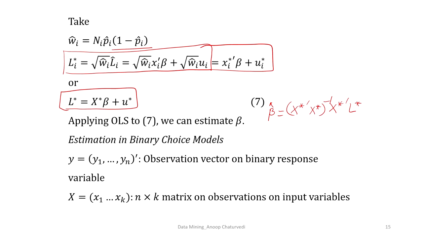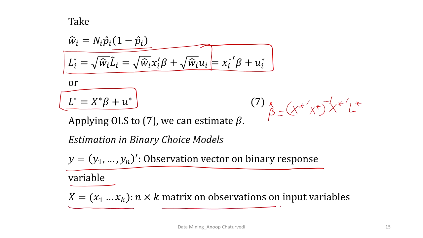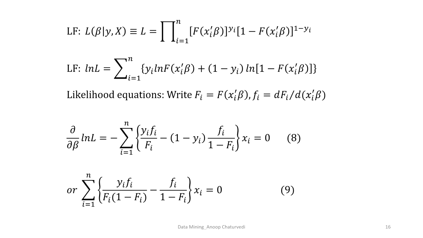One can also use the method of maximum likelihood for estimating the parameters. So, suppose this is the observation vector of binary response variables and X is n cross k matrix of observations on input variables. Then you can write the likelihood function in this form: product i equal to 1 to n, F(xi transpose beta) to the power yi, times 1 minus F(xi transpose beta) to the power 1 minus yi. In fact, yi is just like a Bernoulli trial. It takes value 1 with probability say pi, and yi takes value 0 with probability 1 minus pi, and pi is equal to F(xi transpose beta).